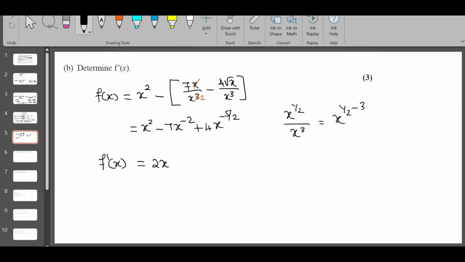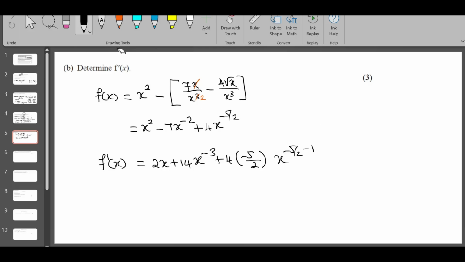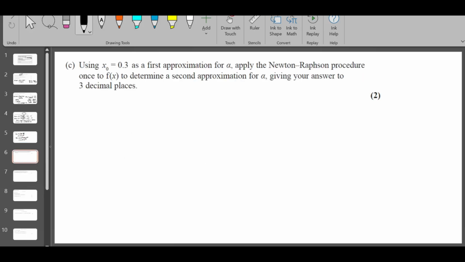When you put minus 2 in front, it's going to be 14x power minus 3 plus 4 minus 5 over 2 x power minus 5 over 2 minus 1. And then simplify it, you will get 2x plus 14x power minus 3 minus 10x power minus 7 over 2. That's all. It's a 3-mark question. Let's move on to part C now.